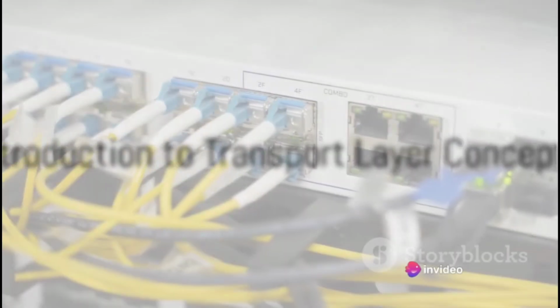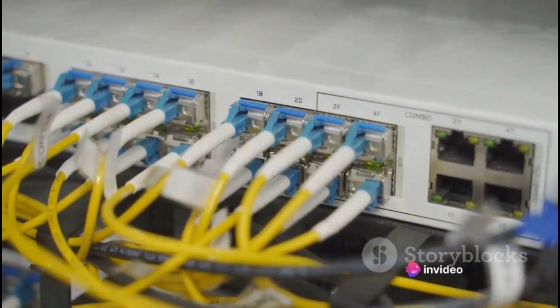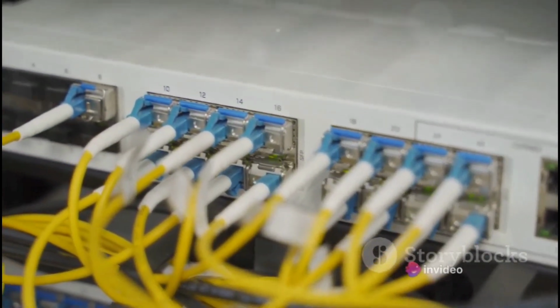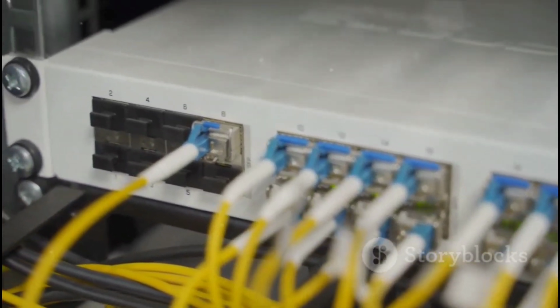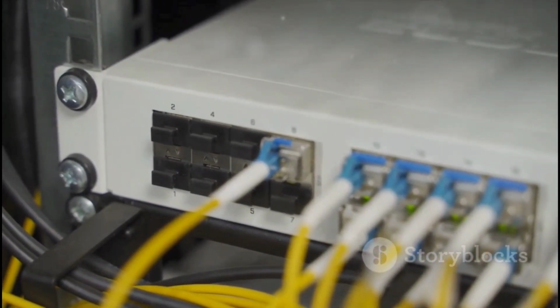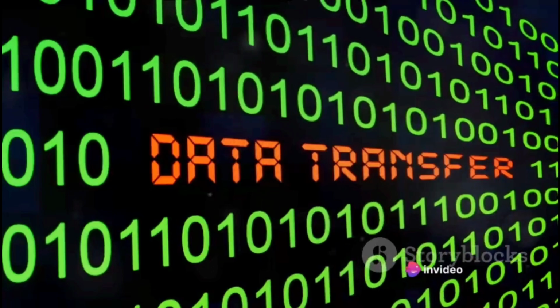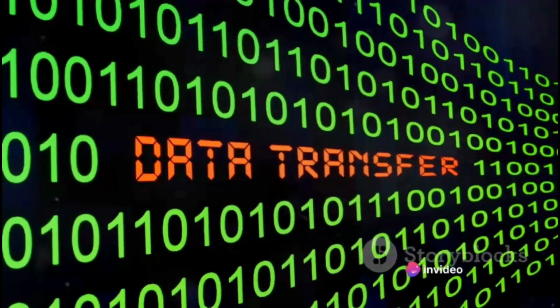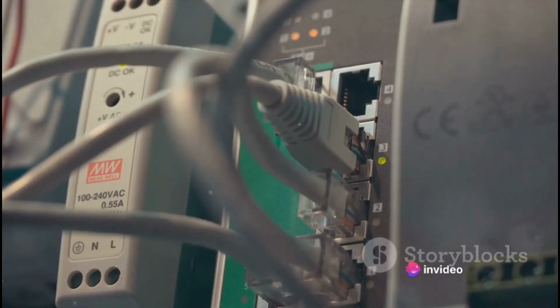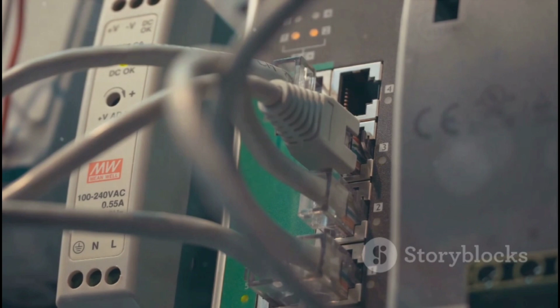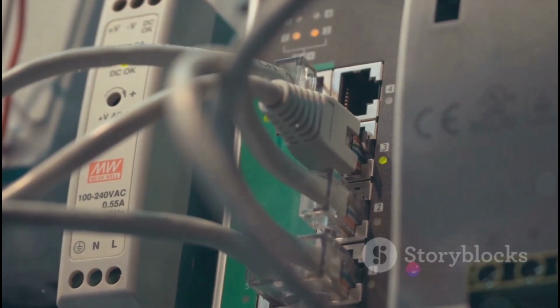Ever wondered how data travels over the internet? It's no magic, but the work of networking protocols and systems working tirelessly behind the scenes. You see, the internet is a complex web of interconnected devices, each sending and receiving data to make our digital lives possible. And at the heart of this data transfer process are the transport layer protocols.